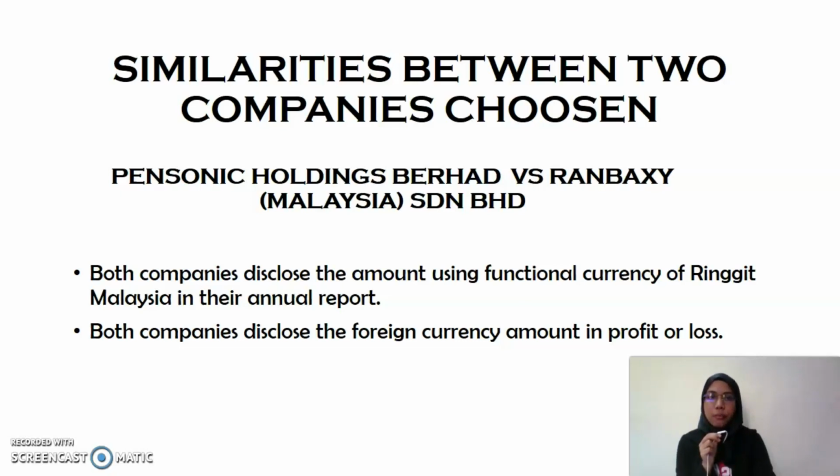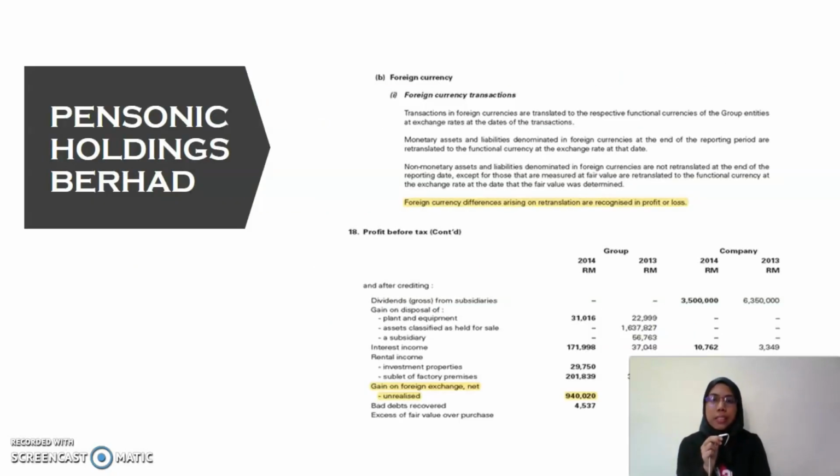This is the Panasonic Holdings Berhad's annual report. Panasonic Holdings Berhad clearly stated in the notes to the financial statements that the foreign currency differences on retranslation are recognized in profit or loss. The amount of the recognition is clearly stated in the statement of comprehensive income, under the profit before tax, and the amount of the foreign exchange is 940220.